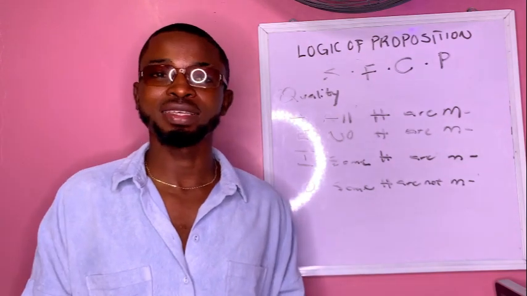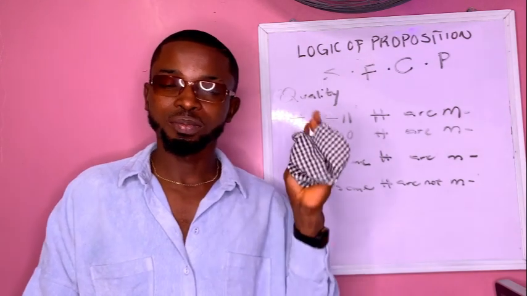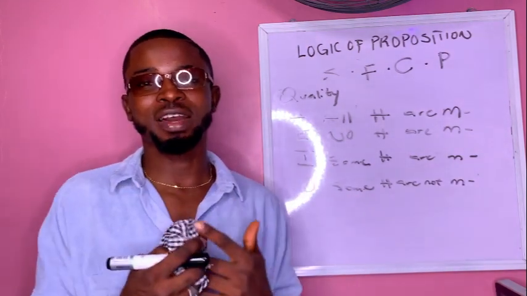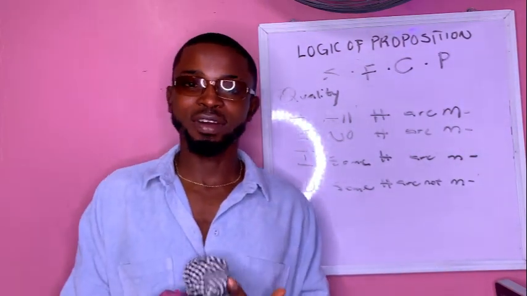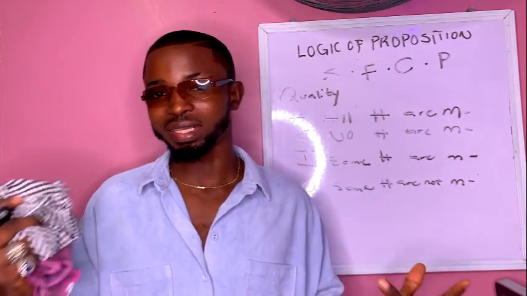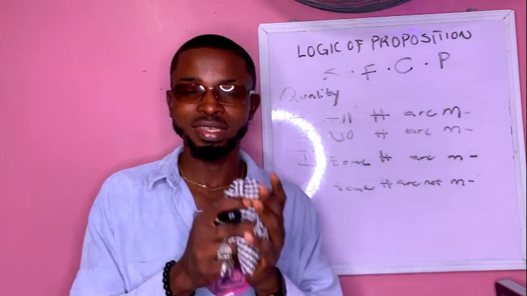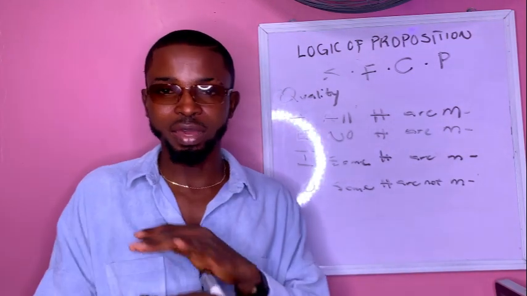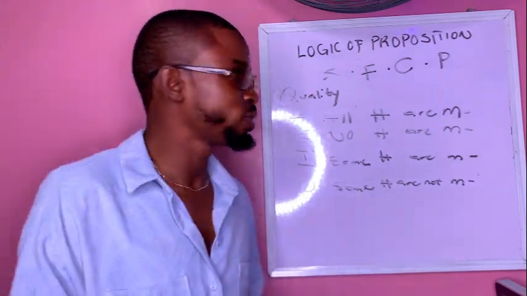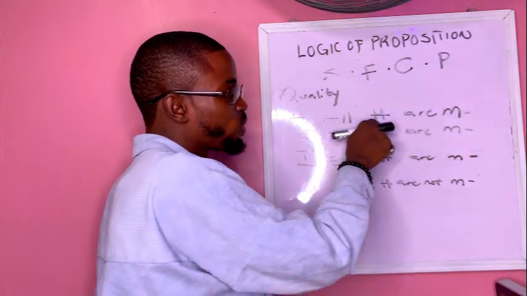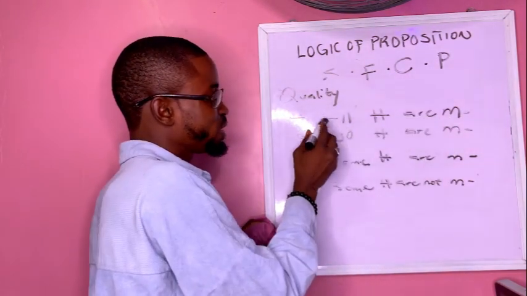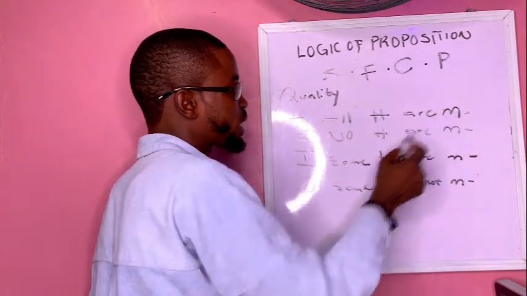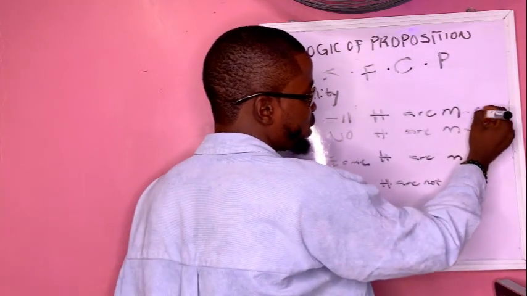And don't forget that I said quality can either be affirmative or negative. If it affirms a class inclusion between two different classes, then we say the quality is affirmative. But if it denies a class inclusion between two different classes, then we say the quality is what? Negative. So A proposition says all humans are mortals. So that means it actually affirms a class inclusion between the class of humans and what? Mortals. So A proposition is what? Affirmative.